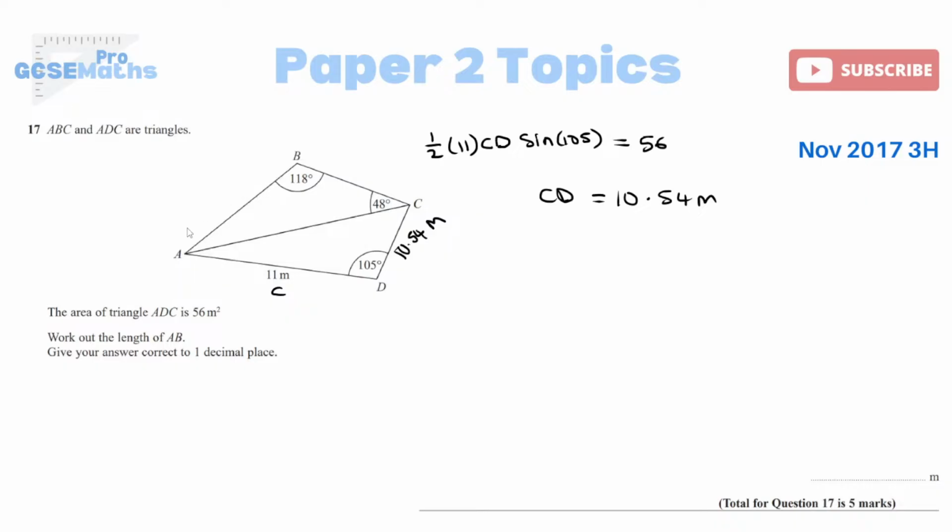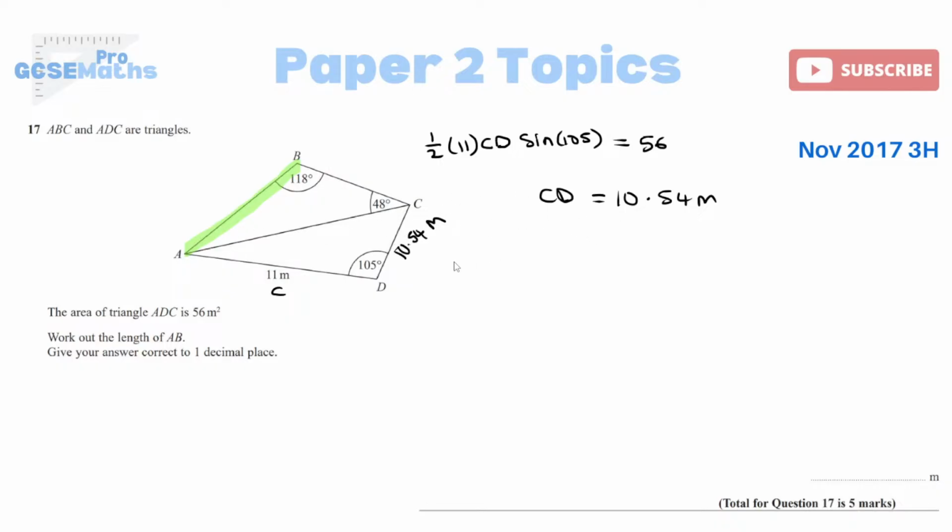Now, obviously my end goal is this side here. So I still don't have enough information about triangle ABC, so I'm still working with triangle ADC. What can I work out that would help me with triangle ABC? Well, normally it's the line in the middle, isn't it? The one they share. So AC. So I want to work out AC.